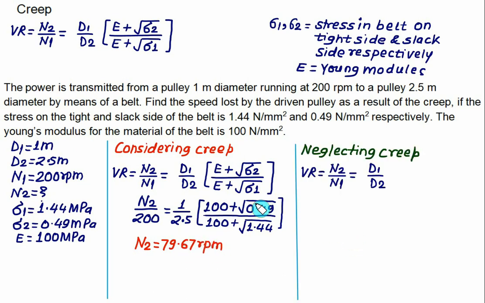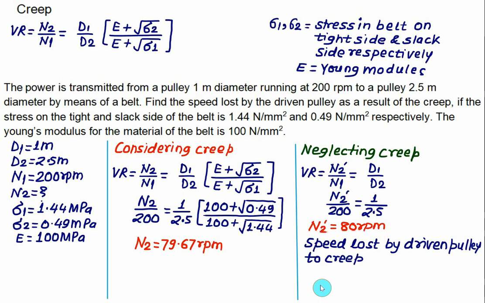And if the creep is neglected, this additional factor you don't have to consider. So in that case, we have N2 by N1 is simply D1 by D2. So we have N2, let's call this value N2 prime, divided by N1, which is equal to 200. The diameter D1 is equal to 1 and diameter D2 is 2.5. So neglecting the creep, the speed of the driven pulley N2 prime comes out to be 80 rpm. Naturally, when the creep is neglected we have a higher value, and when the creep is considered we have a lower value.